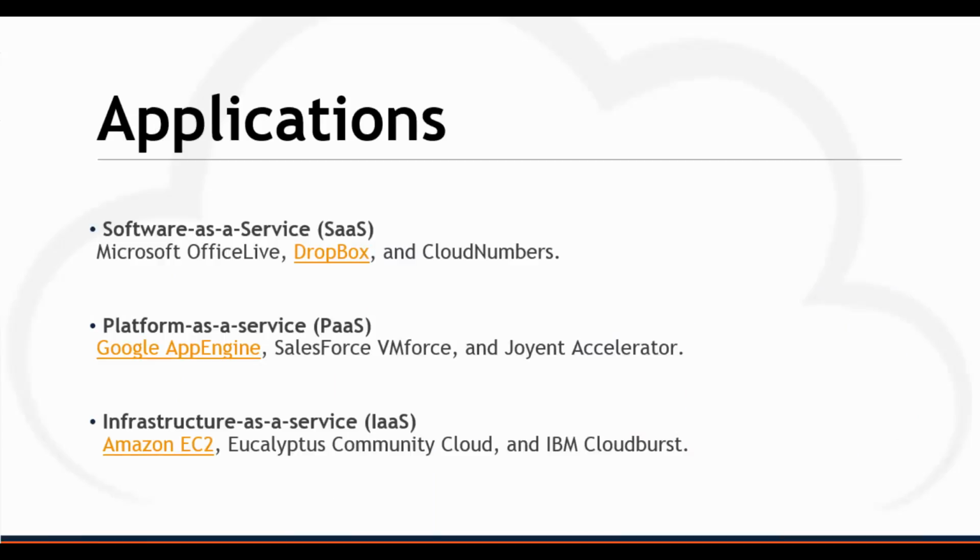Software as a service: Microsoft Office Live, Dropbox, and Cloud Numbers. Platform as a service: Google App Engine, Salesforce, VMforce, and Joyent Accelerator. Infrastructure as a service: Amazon EC2, Eucalyptus Community Cloud, and IBM Cloudburst.